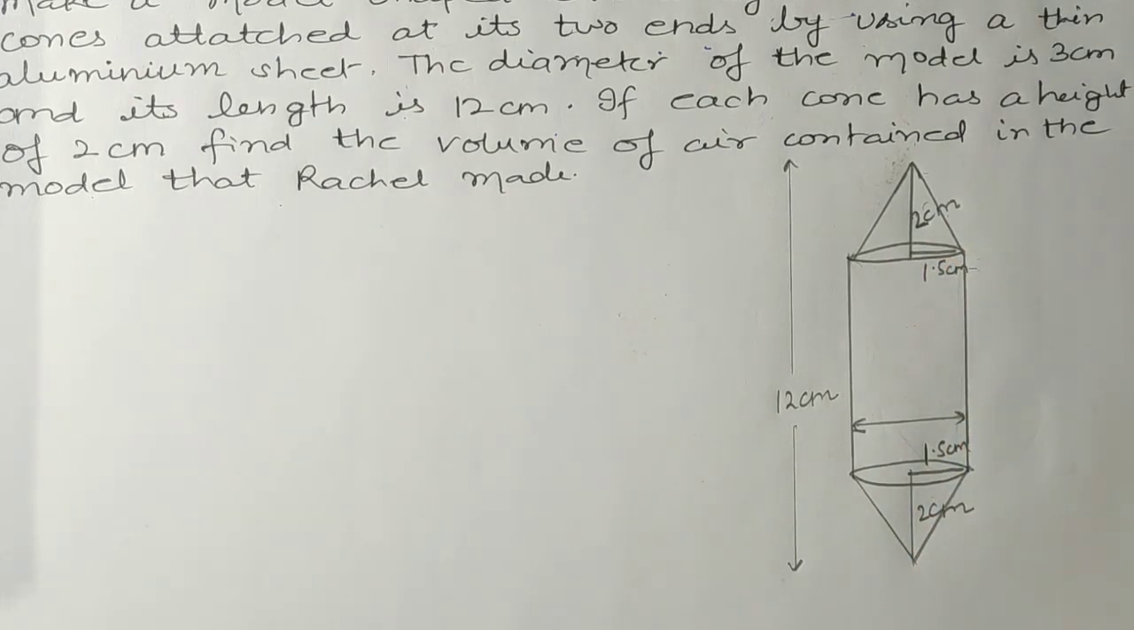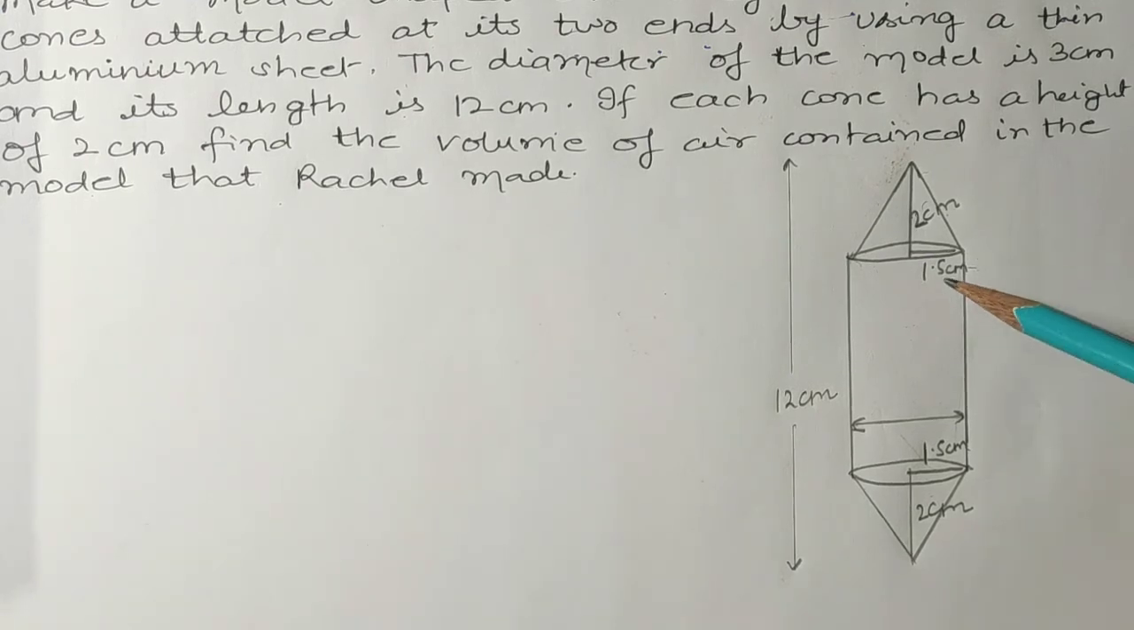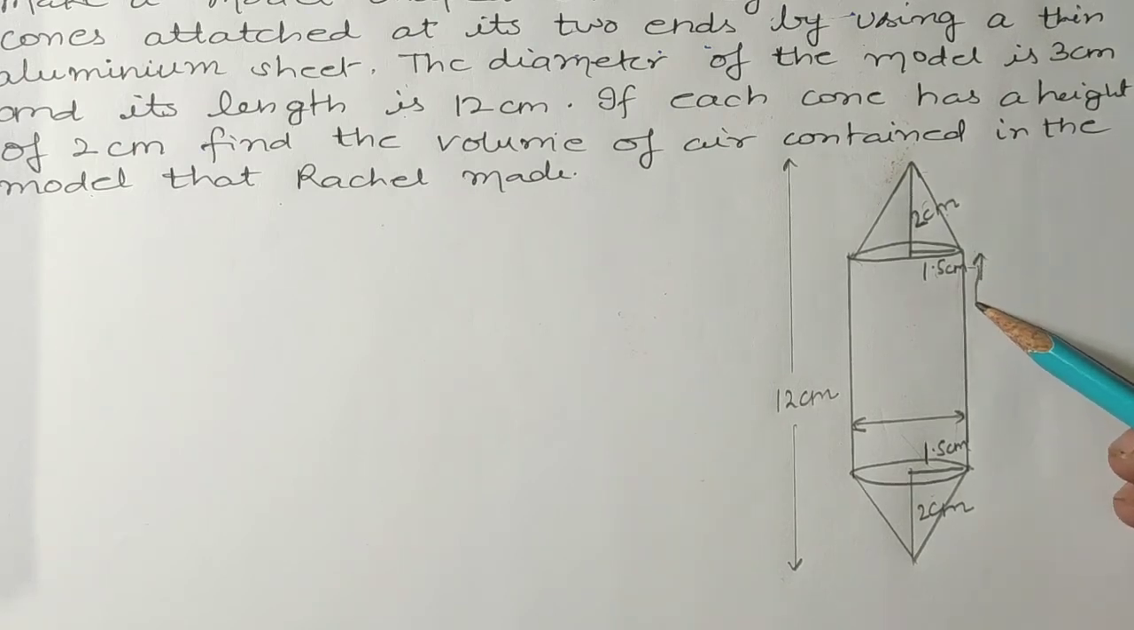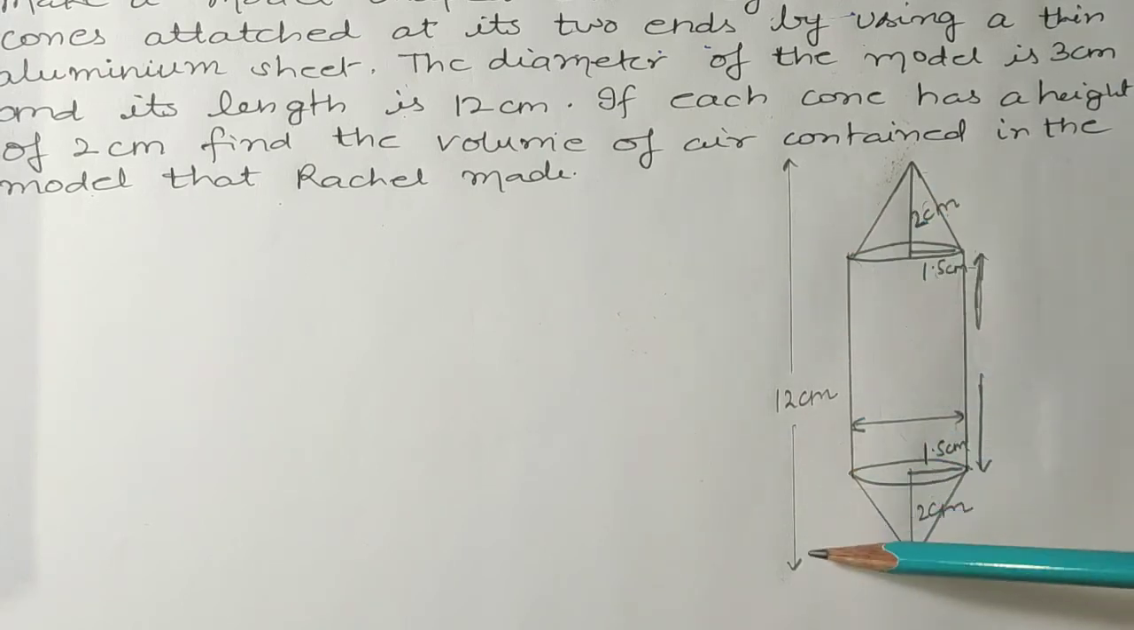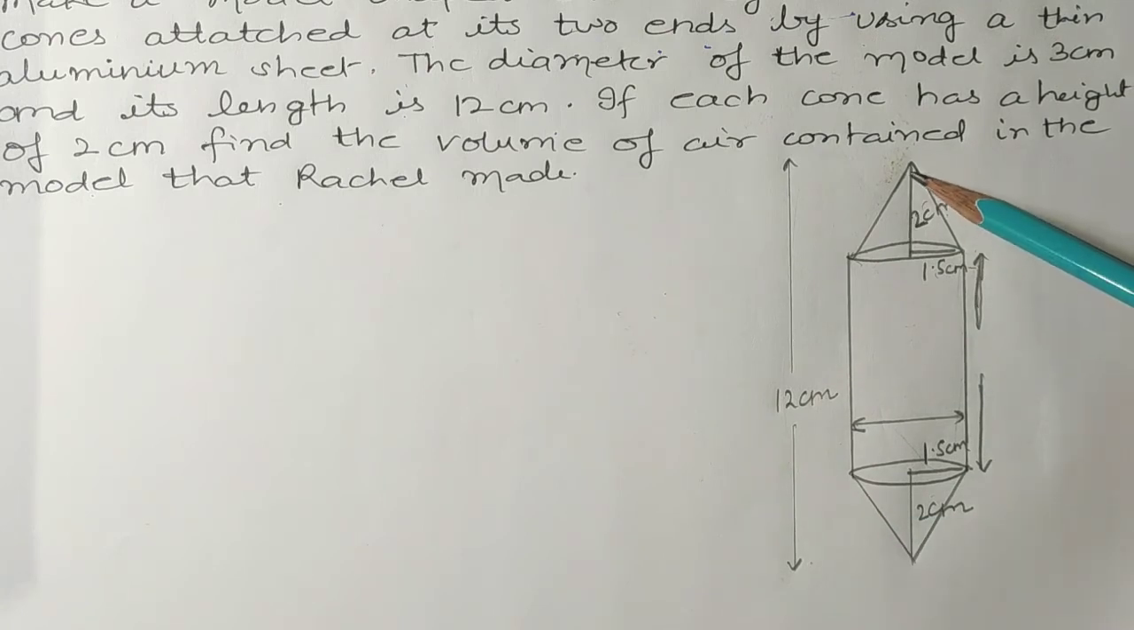Now students, just try to calculate only the height of the cylinder. What will be the height of only cylinder? Okay, so just try to calculate it. What will be the height of cylinder? See, the total height is 12. So if it is 2 and if it is 2, what will be the height of the remaining part? Okay, and the remaining part is cylinder.